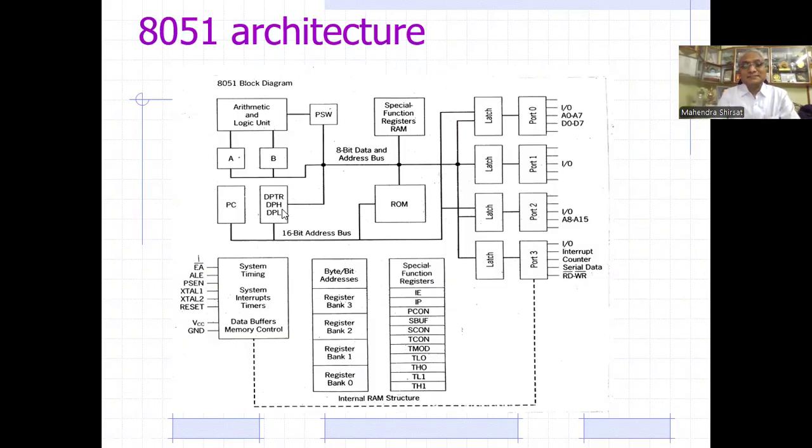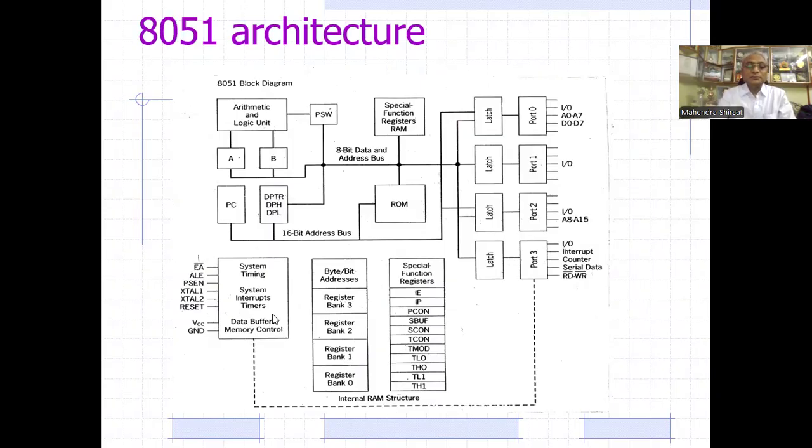DPTR is a 16-bit register, because whenever we would like to access external memory, क्योंकि internal memory जो है वो तो 8 bit की है, बट उसका एड्रेस, इंटरनल मेमोरी का एड्रेस बेसिकली 8 बिट का है. इसीलिए यहाँ पर 8 बिट डेटा बस और एड्रेस बस क्यों लिखा है, क्योंकि whatever internal memory is concerned, 8051 का जो इंटरनल मेमोरी है उसका एड्रेस 8 बिट से डेसिग्नेट होता है, और एक्सटर्नल मेमोरी का एड्रेस 16 बिट से होता है. So whenever we would like to access the external memory, at that time we need a 16-bit register. So DPTR is being used for that.